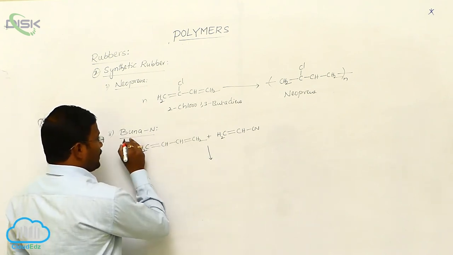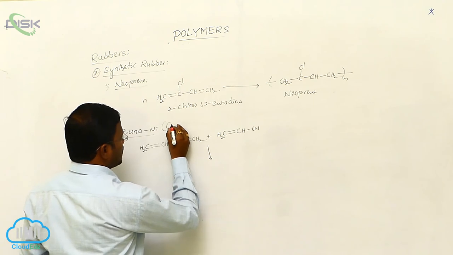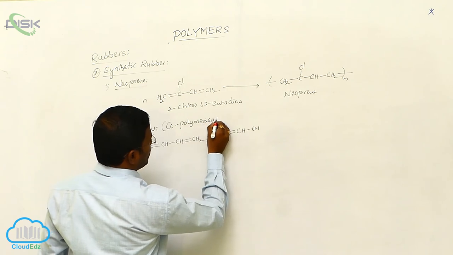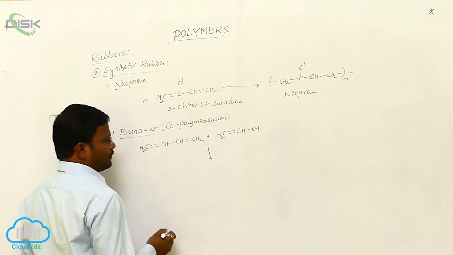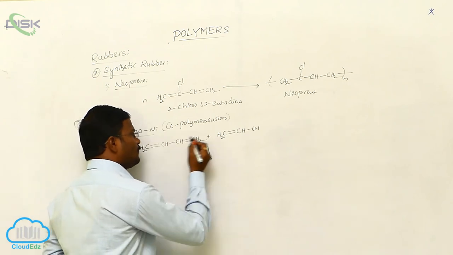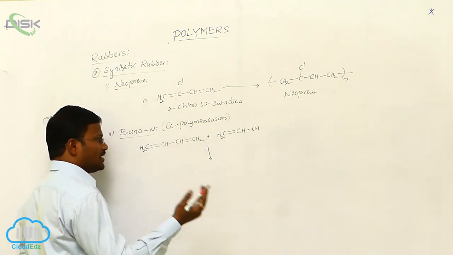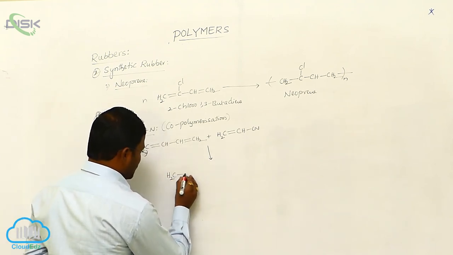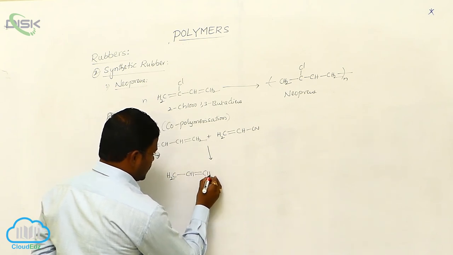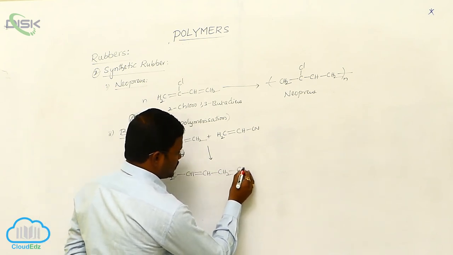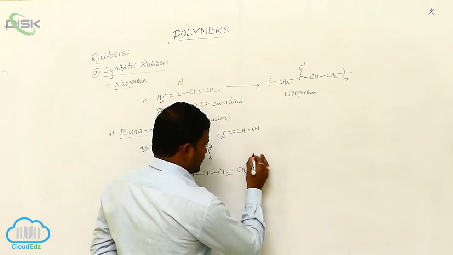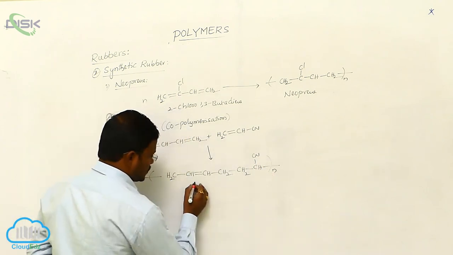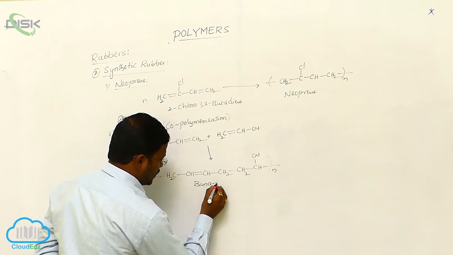So the preparation of BunaN is also an example for copolymerization. What is copolymerization? The polymerization which takes place in between two different types of monomers to produce our desired polymer is called as copolymerization. So the copolymerization is expected here and produces double bond CH, CH2, CH2, CH, CN. It continuously takes place until our compound results. So the resulting compound is called as BunaN.